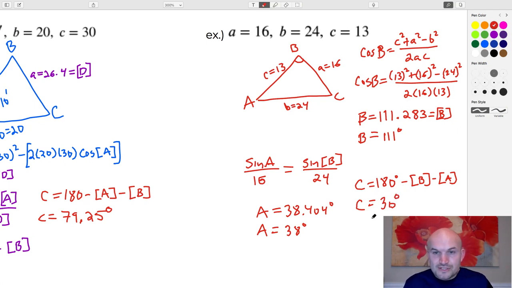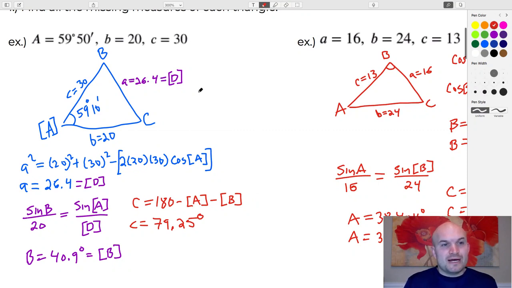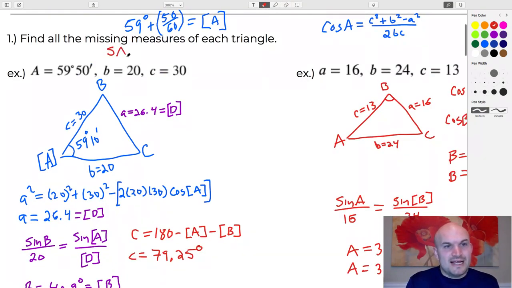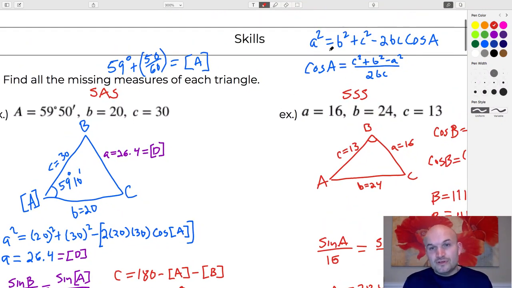So there are your three answers, and then we are given all the side lengths. So that's basically what we do. Again, remember guys, when you have a side angle side, or a side, side, side, you're going to want to use the law of cosines. Just to review, you can always use the law of cosines, which is awesome. You can just use these two formulas to find all your missing sides.